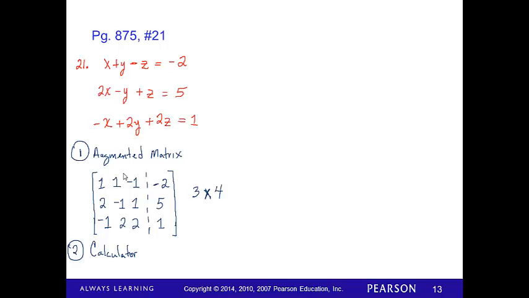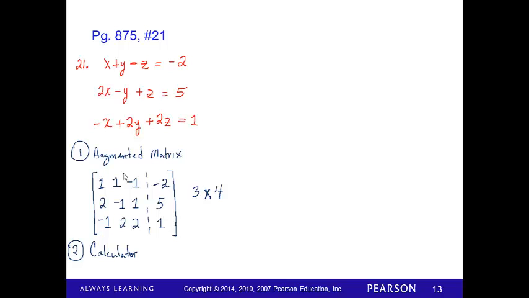Be careful with your signs when you're inputting your matrix. Okay, once you have your matrix inputted, go ahead and double check it to make sure you didn't get any signs backwards. You can go through and check it using the cursor button. You can navigate up and down and right and left.